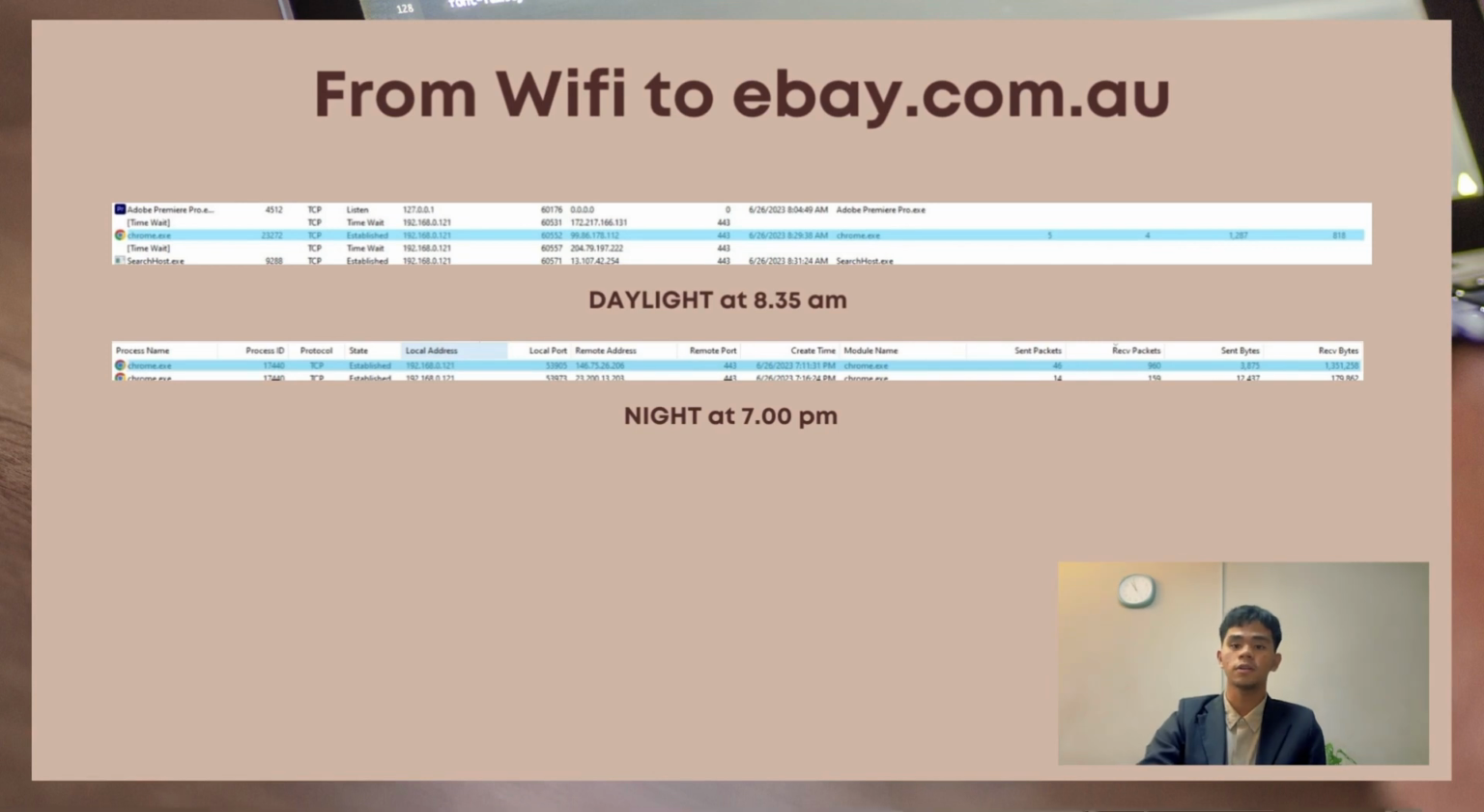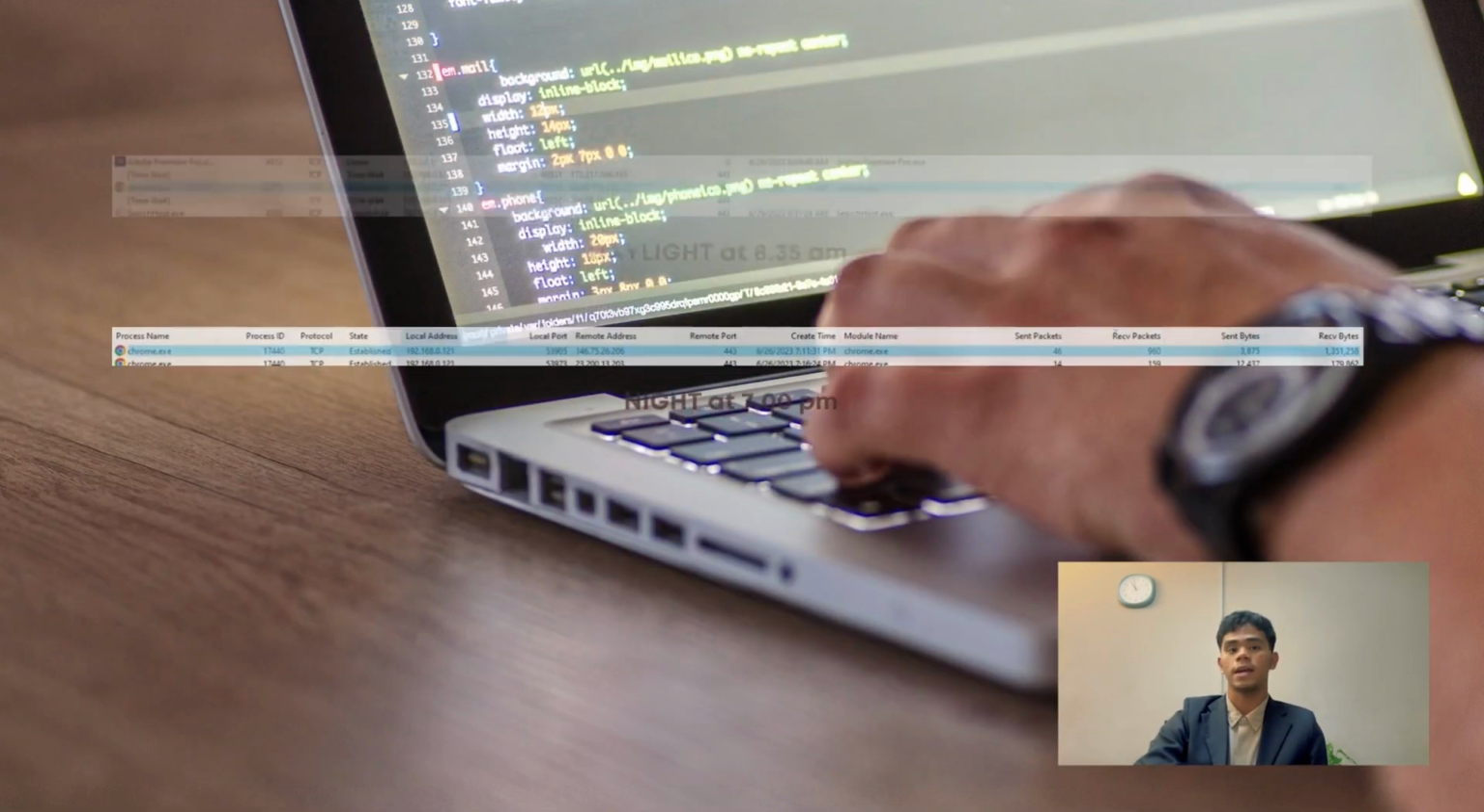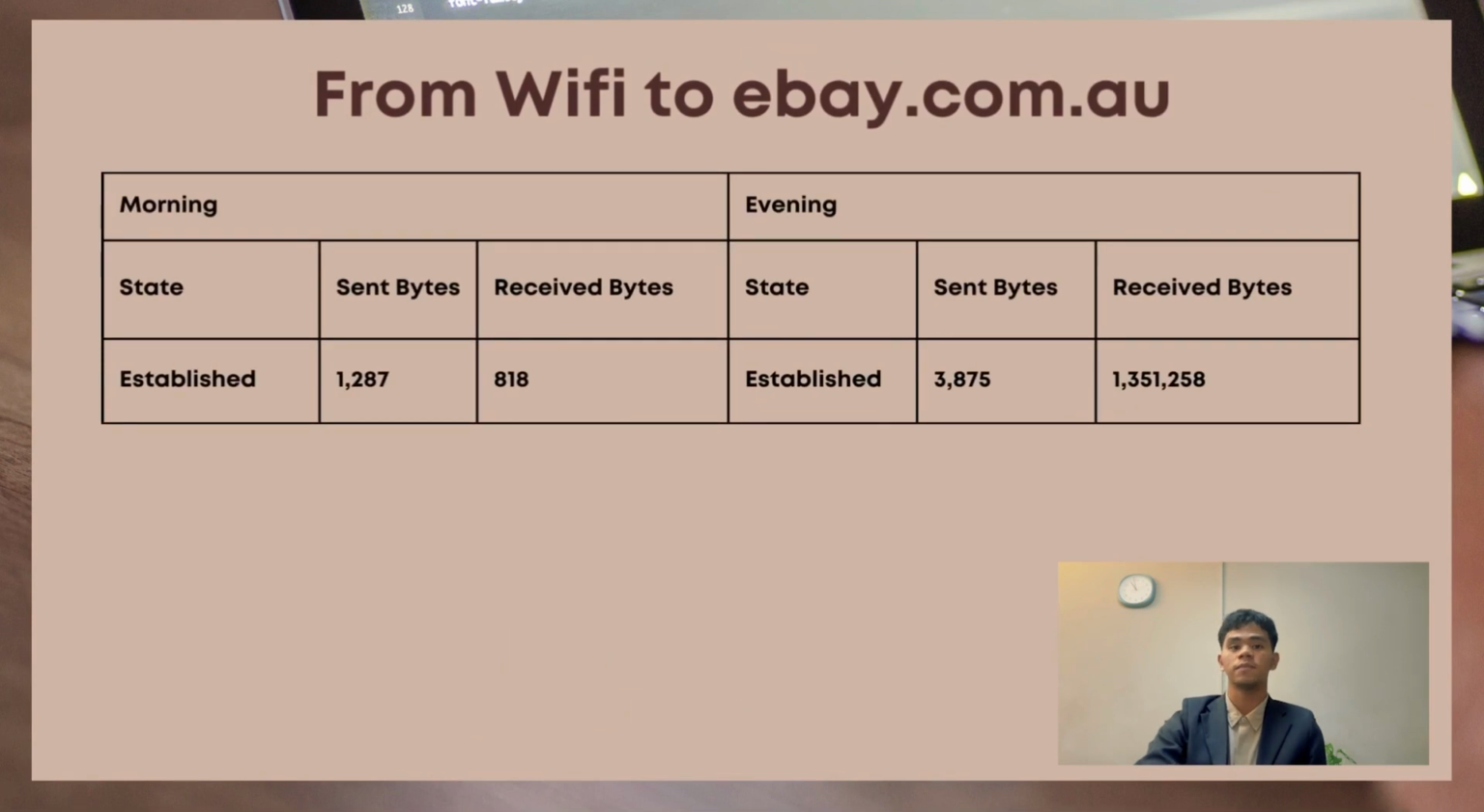Now, moving on to our first testing from Wi-Fi to an international site called ebay.com Australia. I conducted the testing in two modes. One is in the morning, around 8:35 a.m., and one in the evening, around 7 p.m.